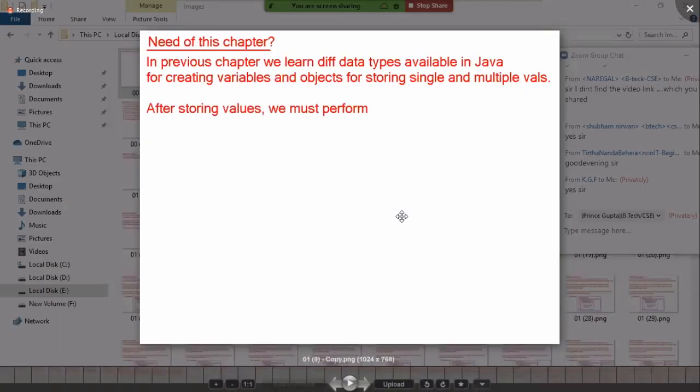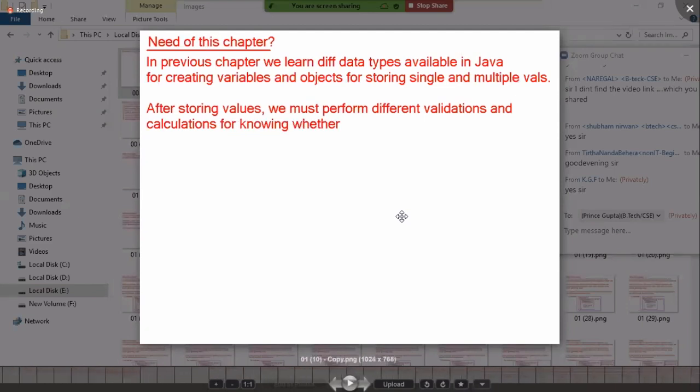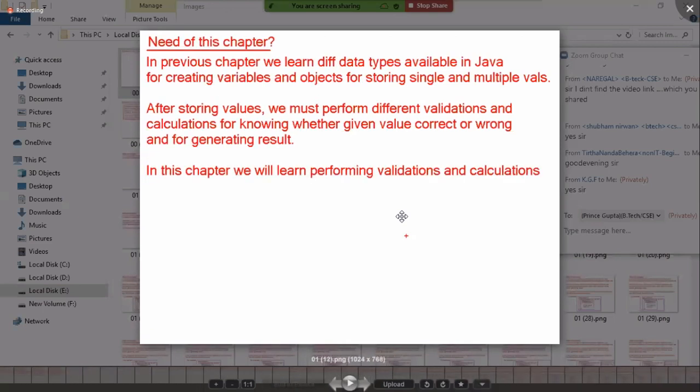After storing values, we must perform different validations and calculations for knowing whether a given value is correct or wrong, and also for generating results. Validations are meant for knowing whether the given value is correct or wrong, and calculations are meant for generating results. So in this chapter we will learn performing validations and calculations with the different operators available in Java.